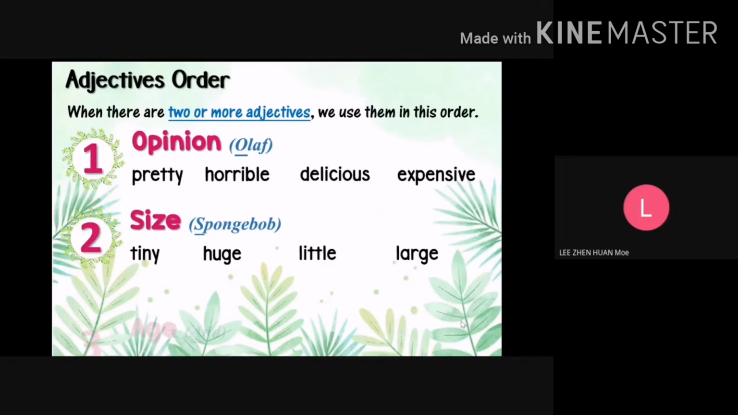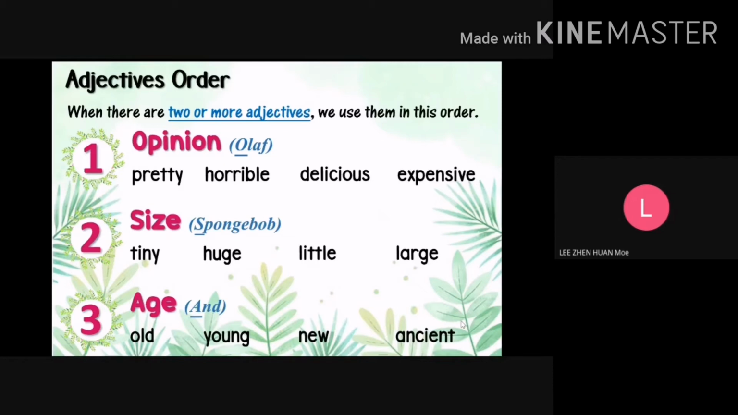Okay, the third one, age. What do you understand by age? Age means the period of time. For example, old, young, new, ancient. What is the meaning of ancient? Ancient here means the olden time, the older days, which means 很久以前的东西. So the third one is age.